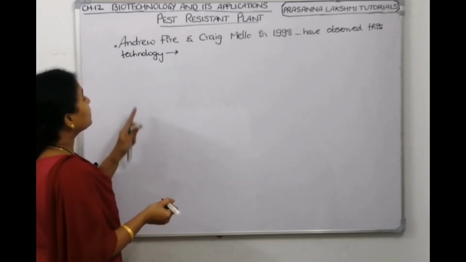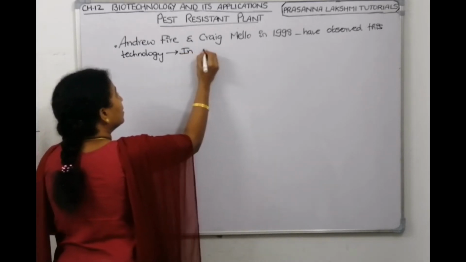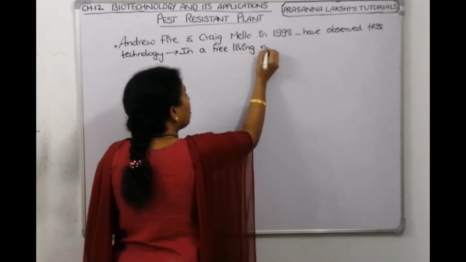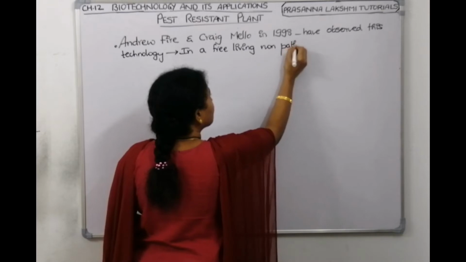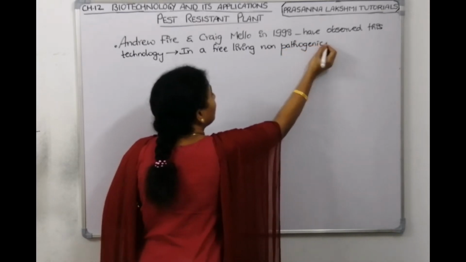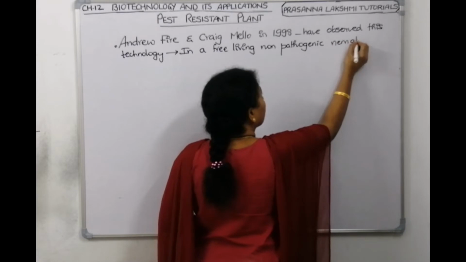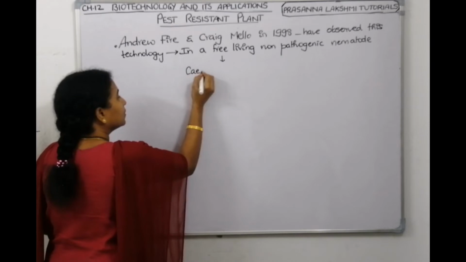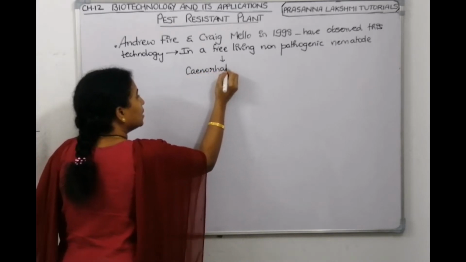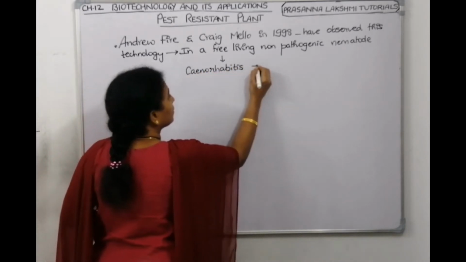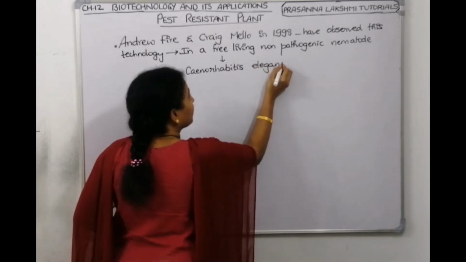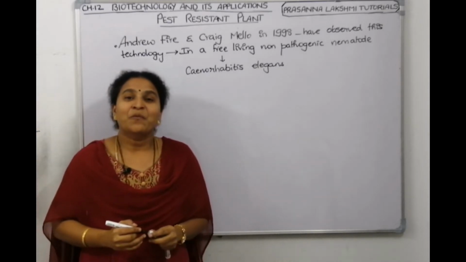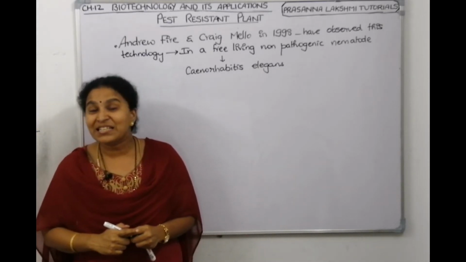What is that nematode? They observed this technology in a free living, non-pathogenic, non-disease causing nematode. What is the name of that? It is called Caenorhabditis elegans. Now, check your mind. Where did you study about Caenorhabditis elegans? Human genome sequencing.